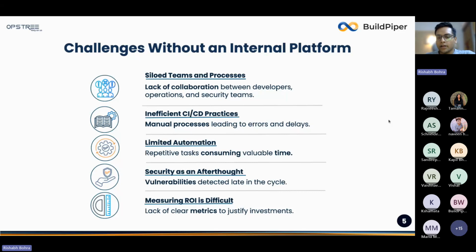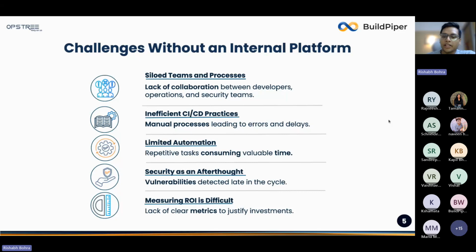The next thing is limited automation. For example, repetitive tasks that are performed manually consume a lot of time, and that in turn decreases the productivity for devs, for QAs, and the other personas in an organization.